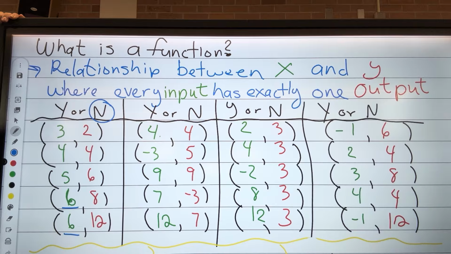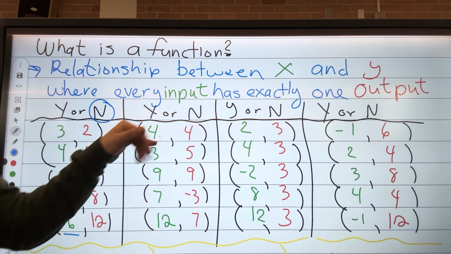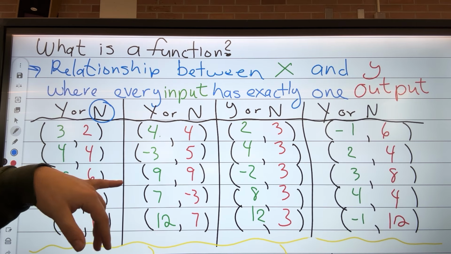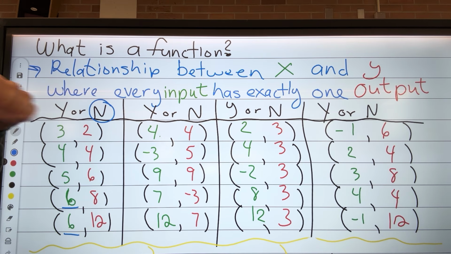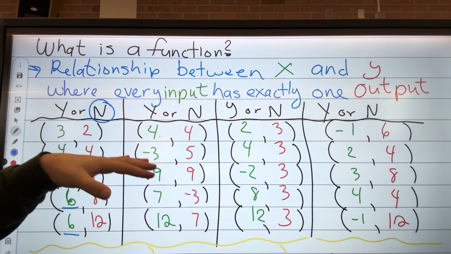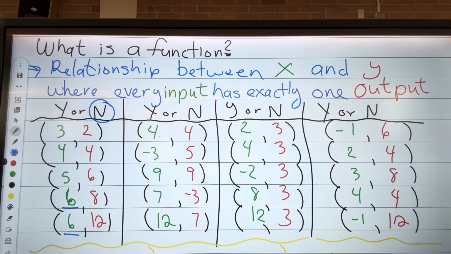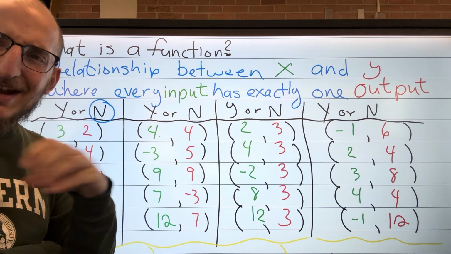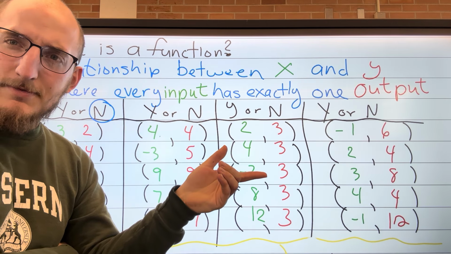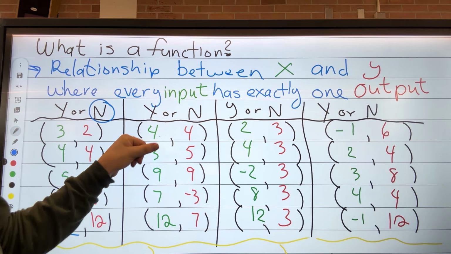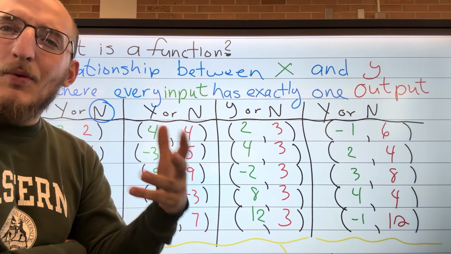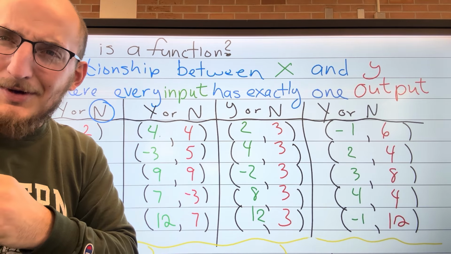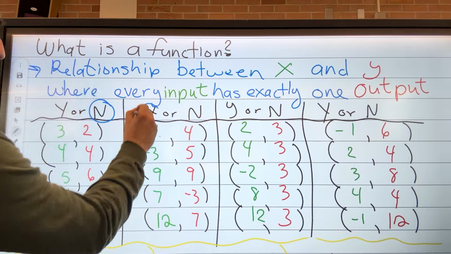Okay? Now let's look at number 2. We have yes or no. So let's look at it. We have 4 goes to 4, negative 3 goes to 5, 9 goes to 9, 7 goes to negative 3, 12 goes to 7. So when I look at this, are all my inputs different? Yeah, every button on that vending machine is going to take me to a new snack. And no button's going to get me two of the same snack. Because I don't want that. Like, I'm allergic to peanuts. Why would I want a Reese's Pieces? So this is a function.